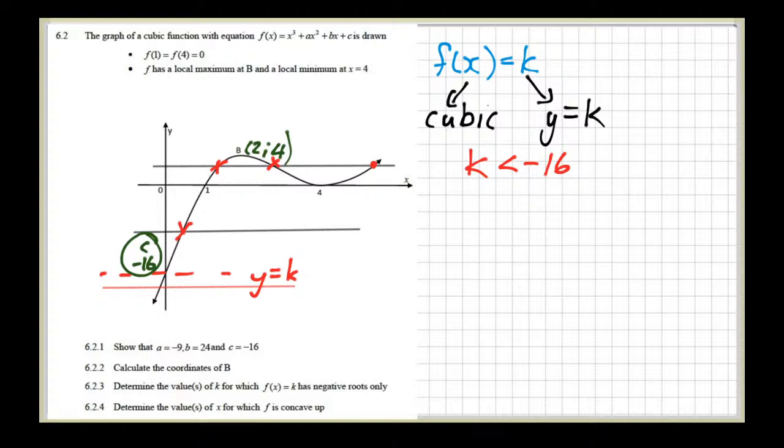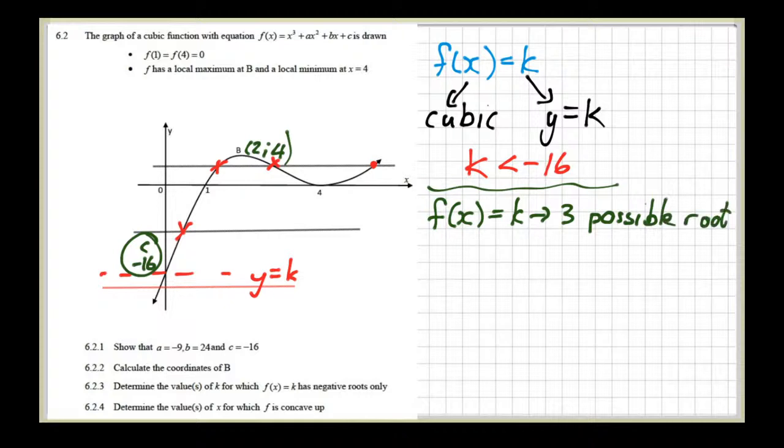I want to quickly diverge from this. What if they told you f of x equal to k, and they're looking for 3 possible roots? In other words, for which values of k, if I look at the cut between the horizontal line and f(x), will it cut the graph 3 times?